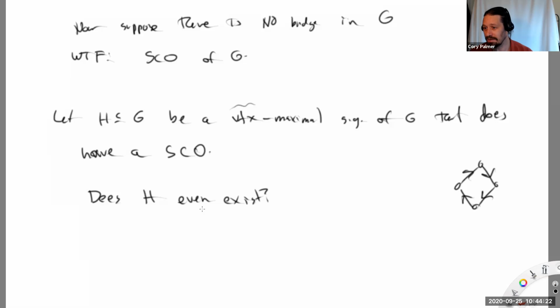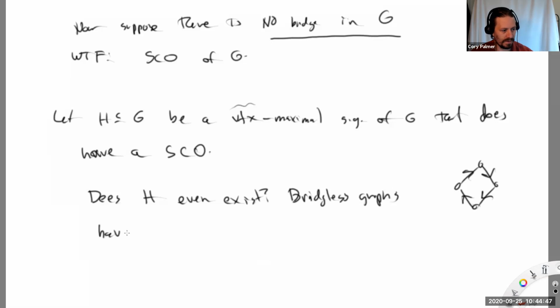So G is connected. That doesn't mean it has a cycle, but G also has no bridge. If you have no bridge, then you have to have a cycle. I think maybe we've even proved this directly at one point, probably in the trees section. But let's say bridgeless graphs have cycles.